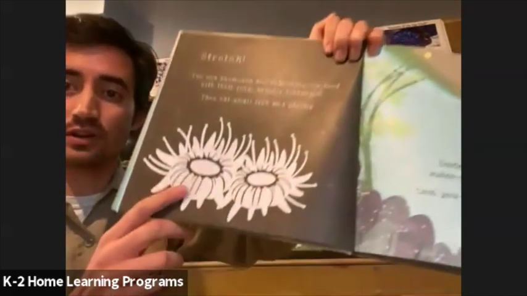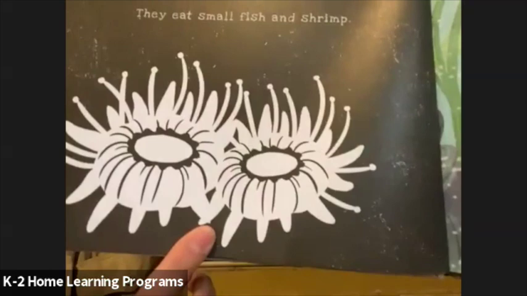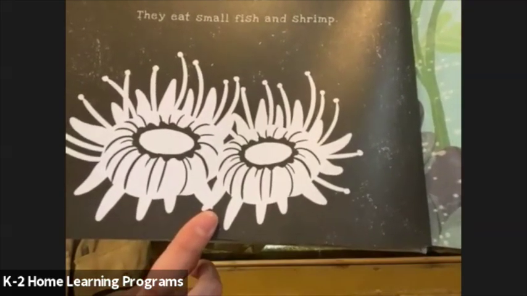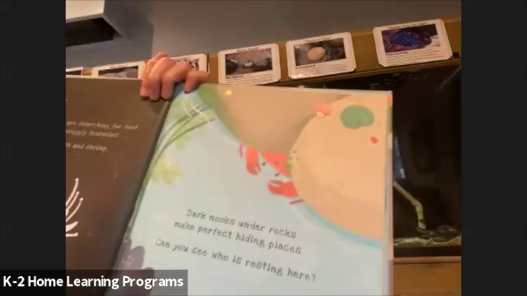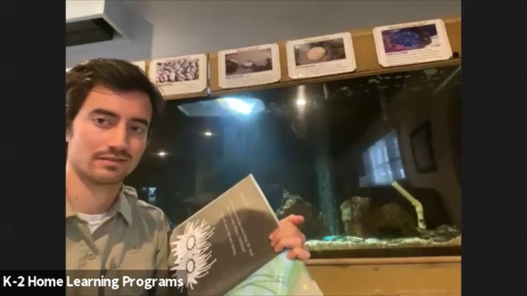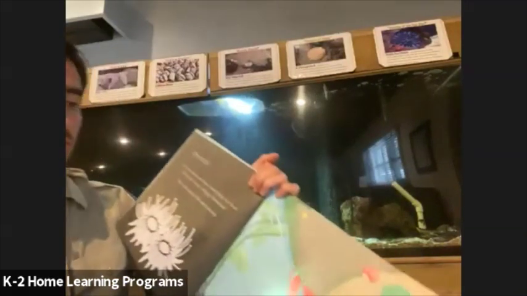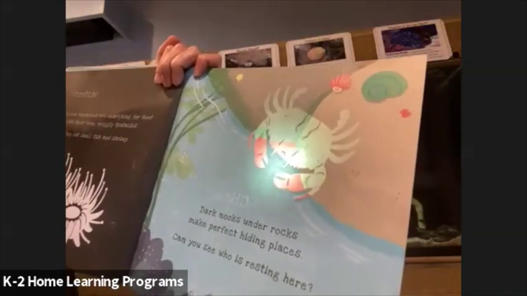And a lot of people don't even know they're alive. A lot of people just think they might be a flower in the sea, which they have been called, but they are indeed alive. Here's one last look at our sea anemones. Nice. All right. Dark nooks under rocks make perfect hiding places. Can you see who's resting here? It's kind of peeking out. I think I know what it is, but better shine a light. Let's figure this out. Huh? Oh, that's what it is.